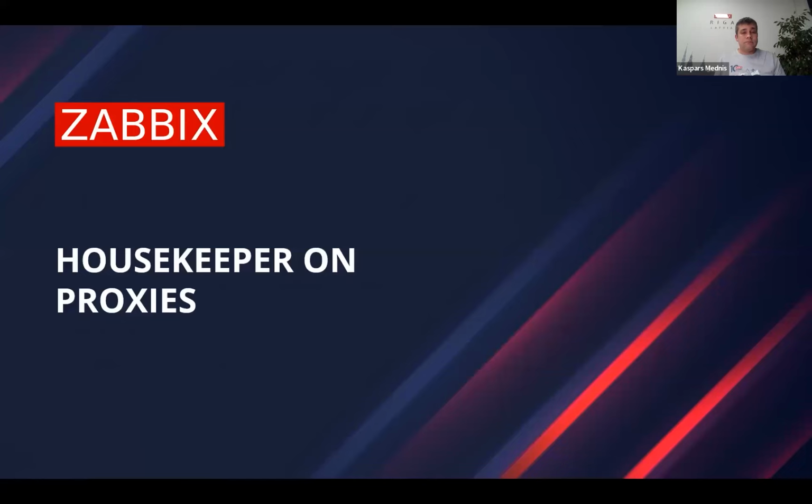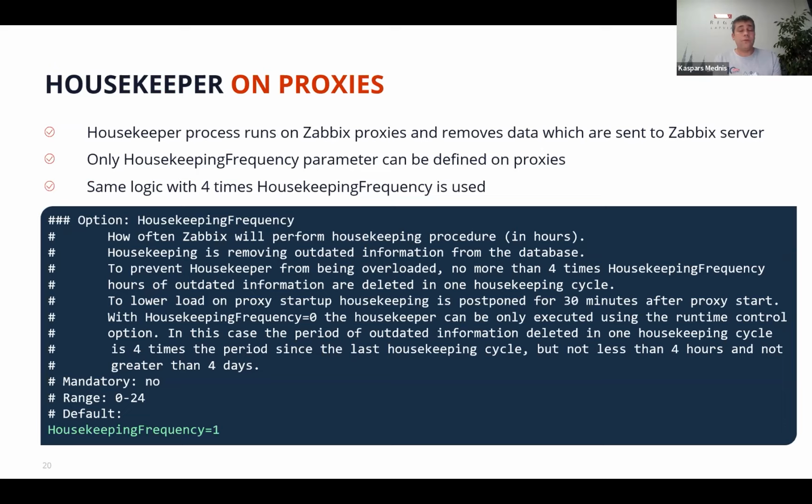And proxies. For the last couple of slides, don't forget that you also have a housekeeper process running on proxies. Proxies are also data collectors, which are sending data to Zabbix, and you need to delete the data which was sent. Here you have only one setting, frequency, because you don't have any deleted items on proxies. Proxy configuration is controlled by the server and the proxy is just a data collector. So on proxies, you will see only the housekeeping frequency, with the same logic. No differences.